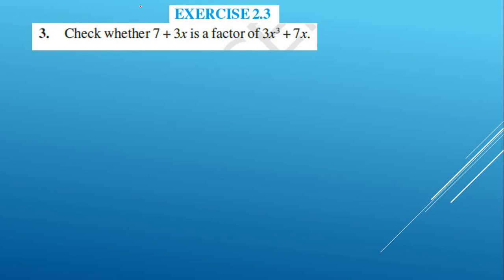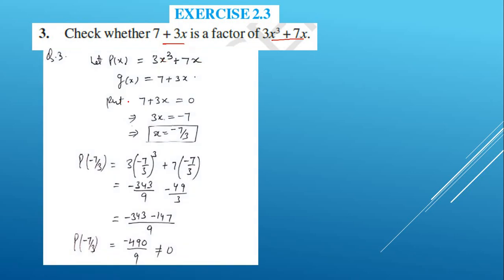Next, we check whether this polynomial is a factor of the given polynomial or not. So to check the factor, we check the remainder. If the remainder comes 0, we say that g(x) is the factor of p(x), or we can say the divisor polynomial is the factor of the dividend polynomial. So let's check if it's coming 0 or not. Instead of division, again I am using the remainder theorem. So I put the divisor polynomial as 0. So when I put x equal to minus 7 by 3 in the dividend polynomial, I will get 3 into minus 7 by 3 whole cube plus 7 into minus 7 by 3.